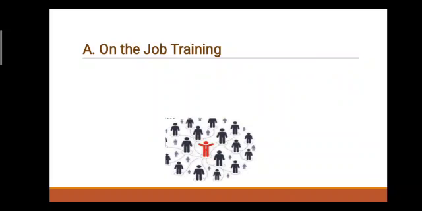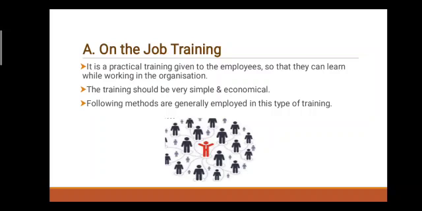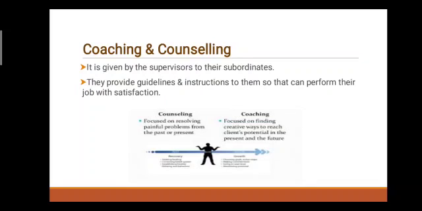First method, on-the-job training. It is a practical training given to the employees so that they can learn while working in the organization. The training should be very simple and economical. Following methods are generally employed in this type of training. First, coaching and counseling. It is given by the supervisors to their subordinates. They provide guidelines and instructions to them so that they can perform their job with satisfaction.